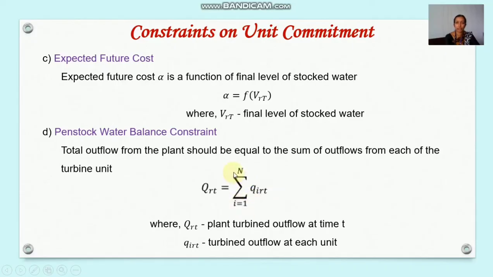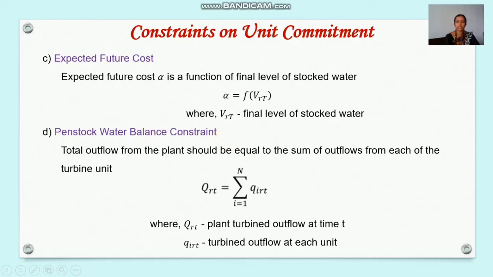Summation i equal to 1 to n of QIRT, where QIRT is the turbine outflow at each unit. This small letter q represents the outflow from each of the turbine generator units, and capital Q is the total outflow from the plant. So total outflow from the plant should be equal to the sum of outflows from each of the turbine generator units. That is the penstock water balance constraint.